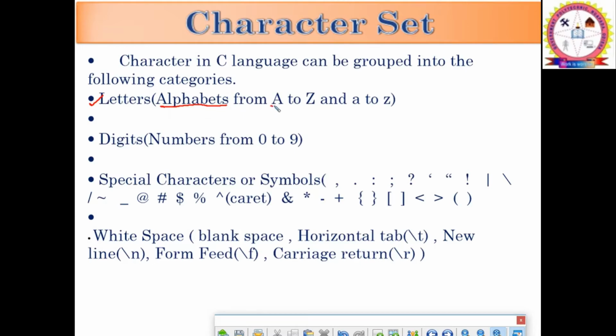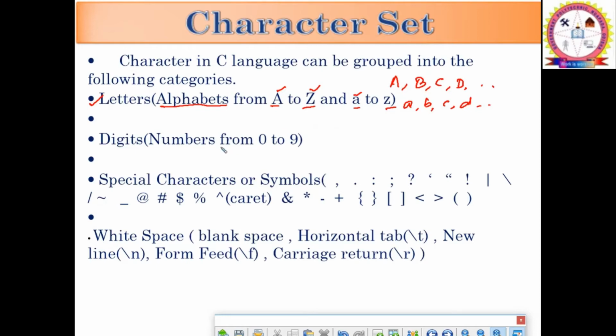That means capital A to Z, like A B C D E F G H I J K up to Z, and small a to z. These are the letters, and these individual letters are also known as characters in the C language. Whatever the letters, all are individual characters in the C language, whether small a, b, small c, d, like that.